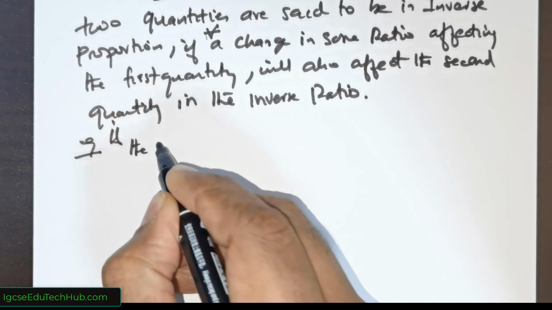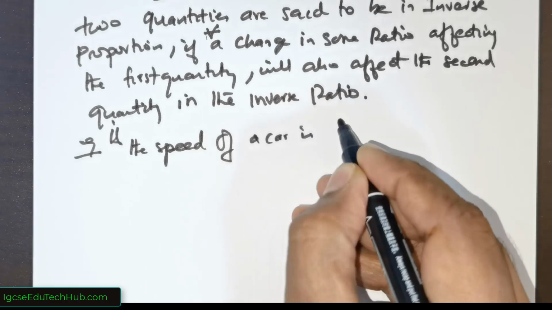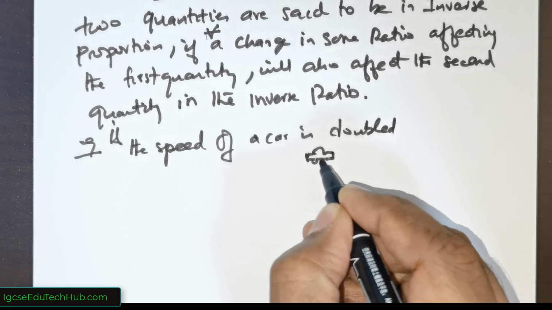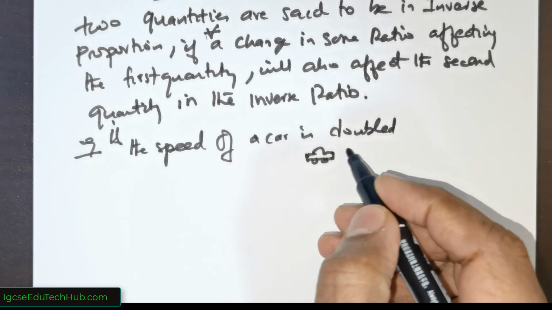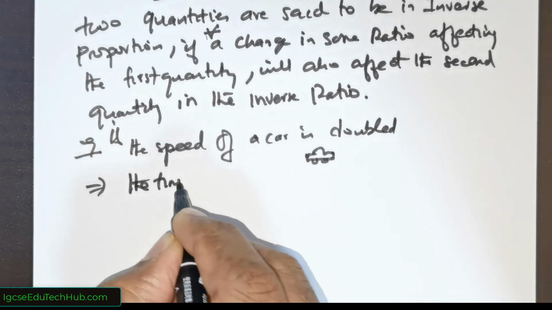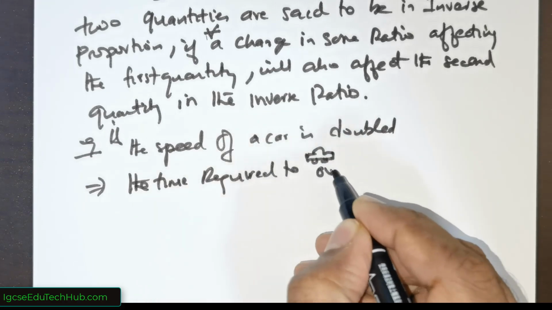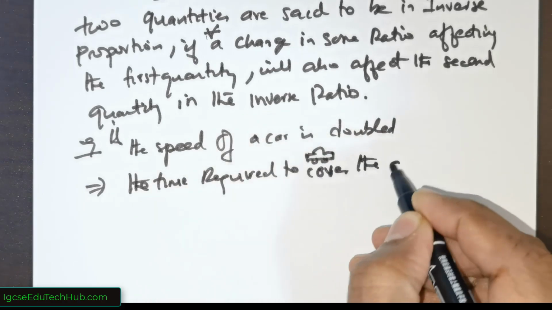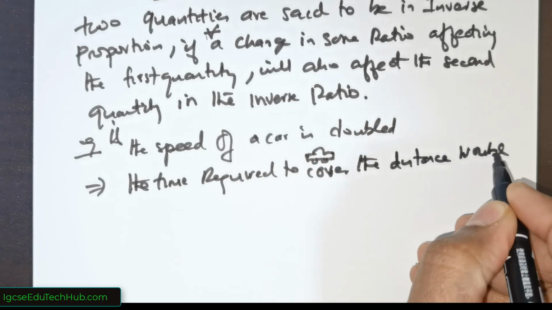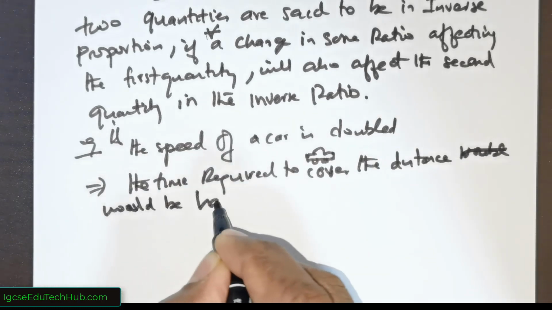If the speed of a car is doubled, imagine you got a car and the speed is doubled. So what would happen? So this would mean the time required to cover the distance would be, let me write it like this, would be halved.